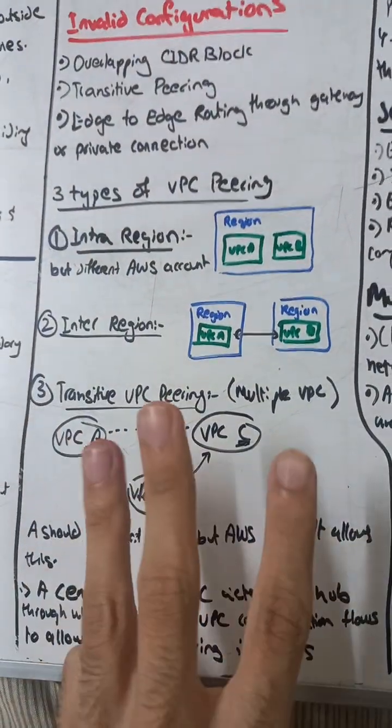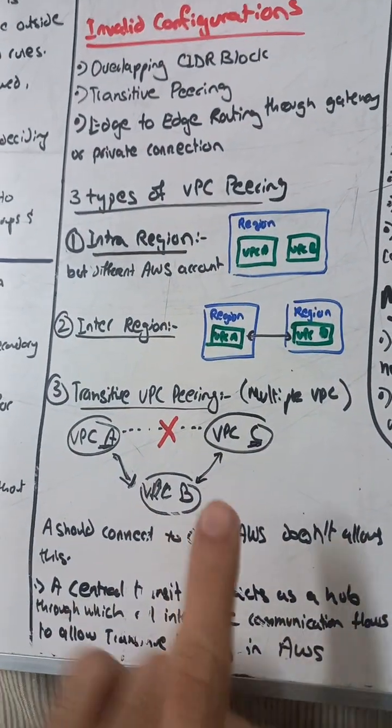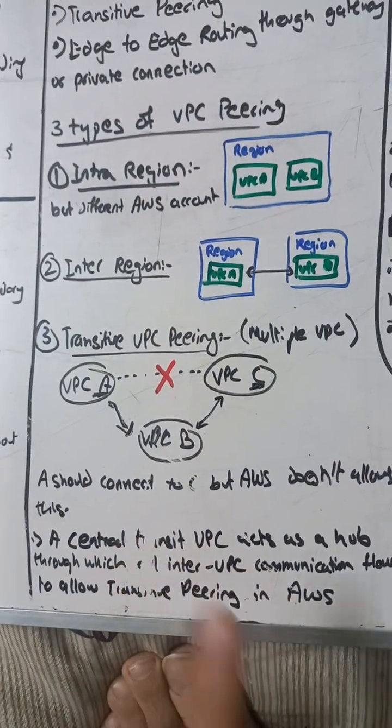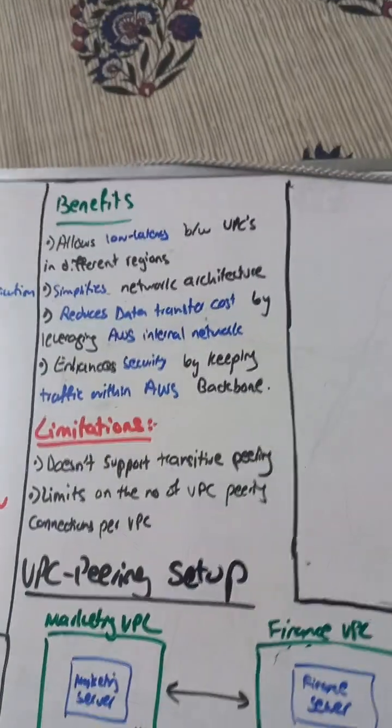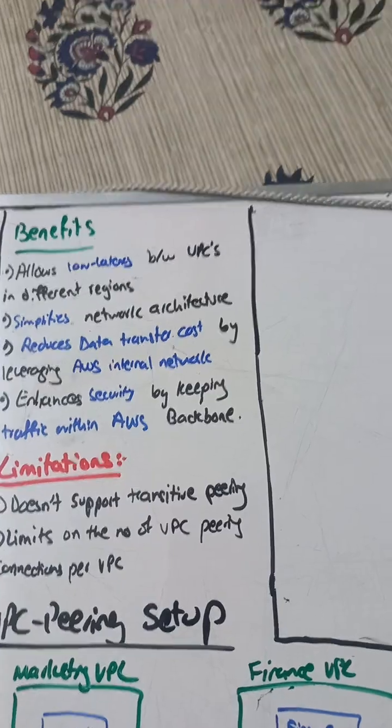Transitive peering is the third type, which is not supported in AWS, but can be done using a central transit VPC hub. What were the benefits? We talked about the benefits as low latency between VPCs in different regions.